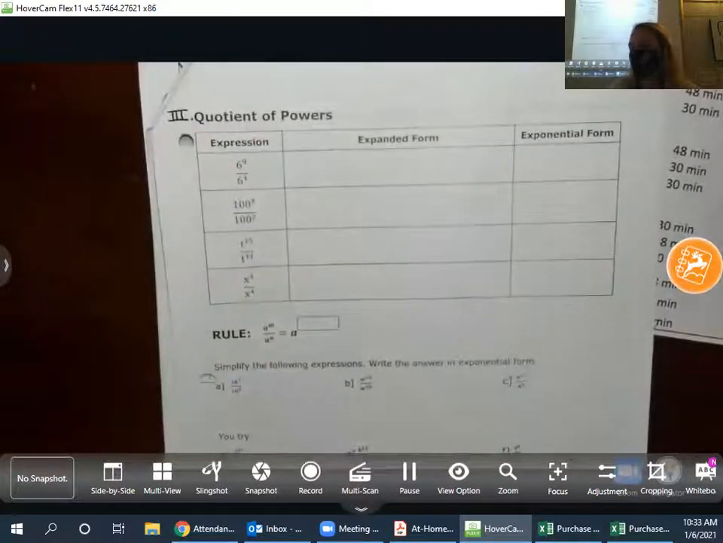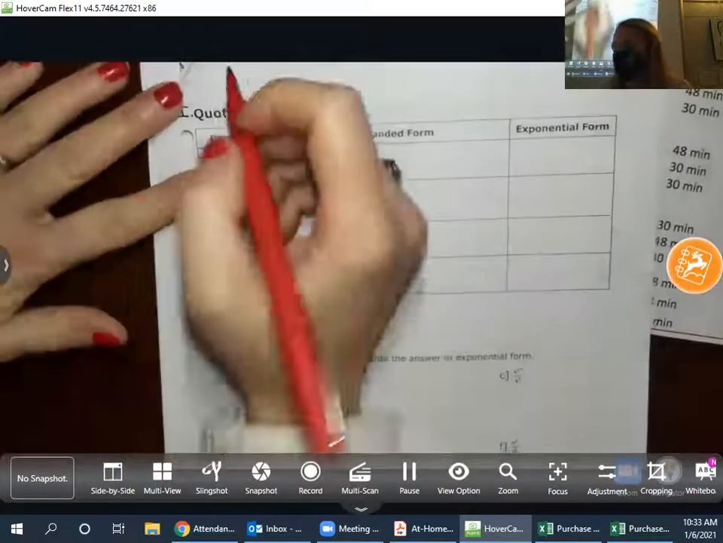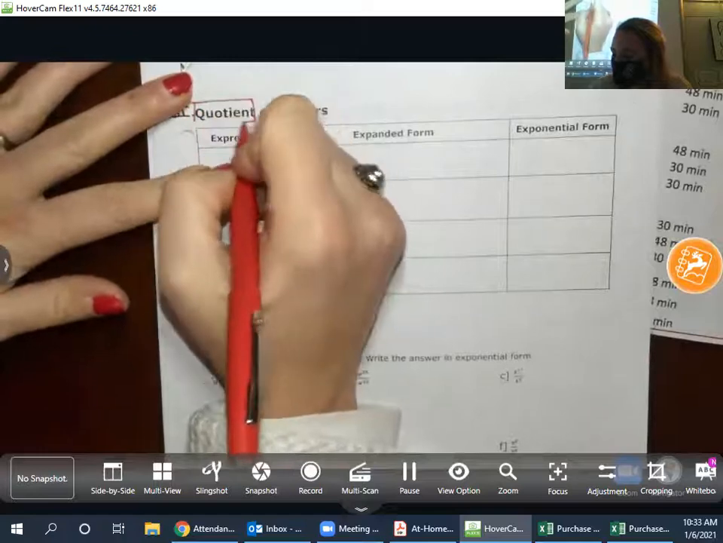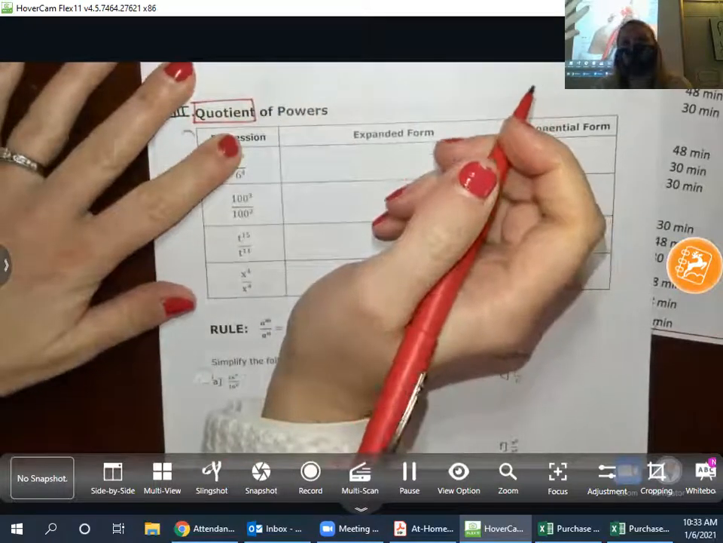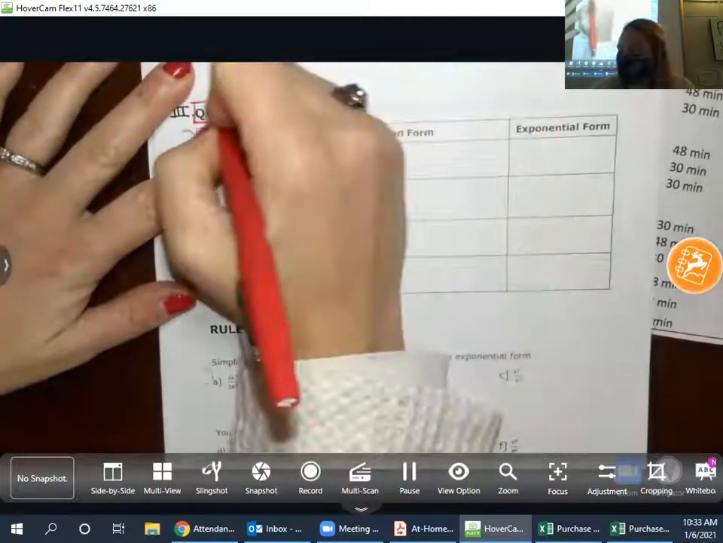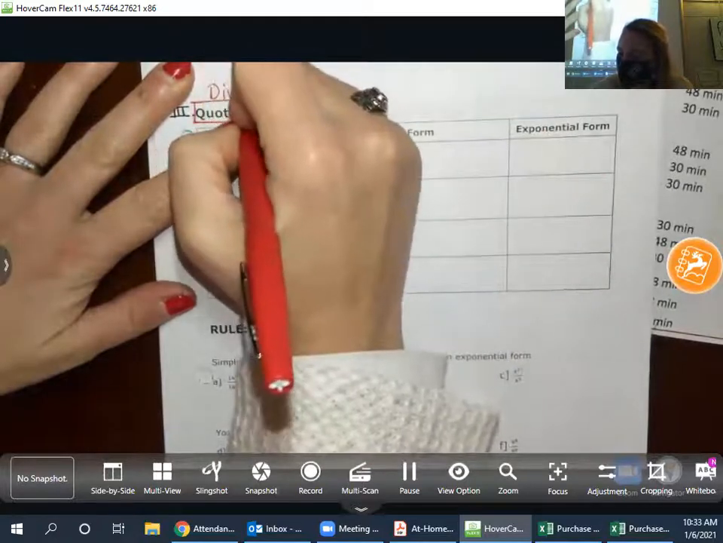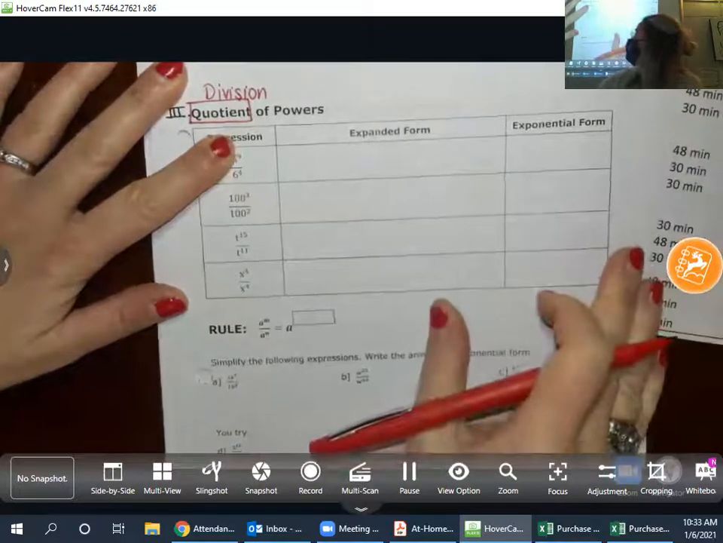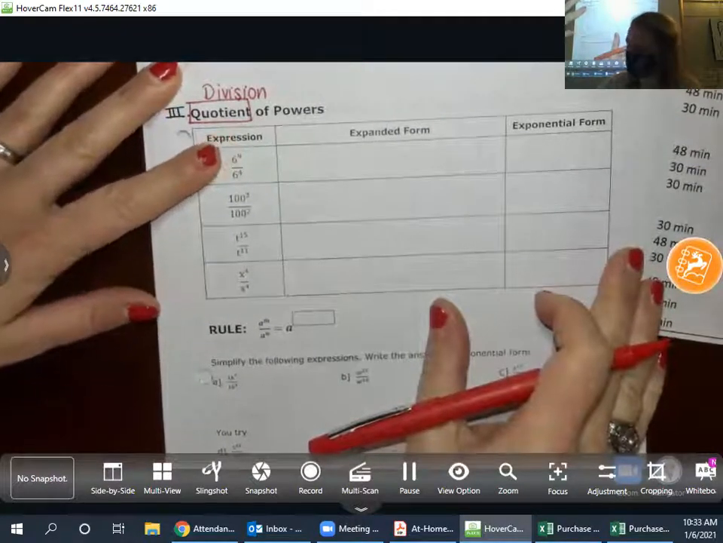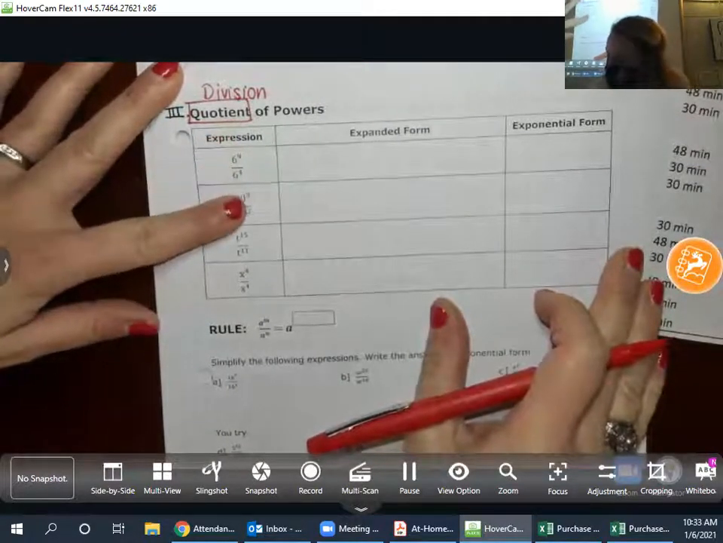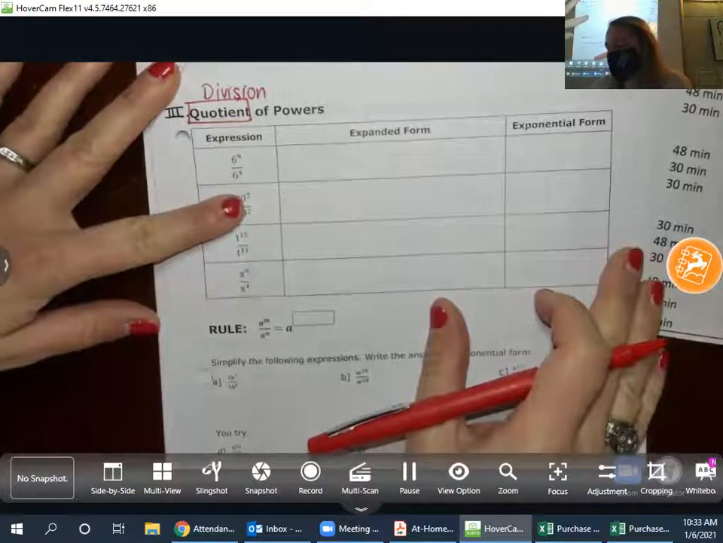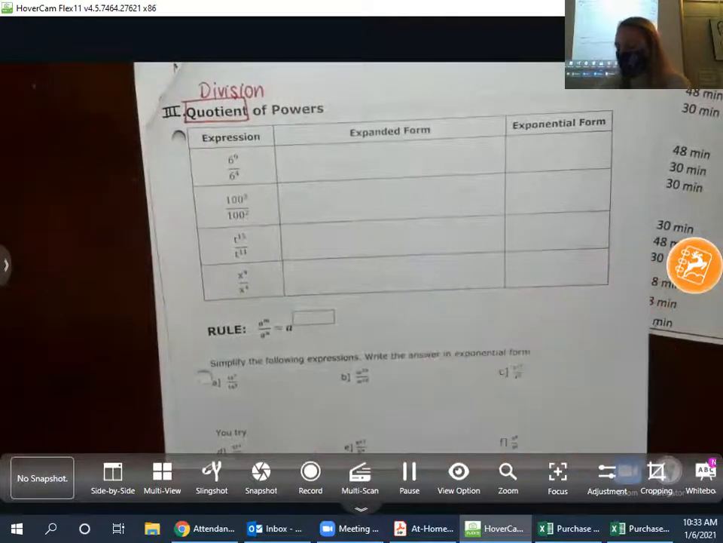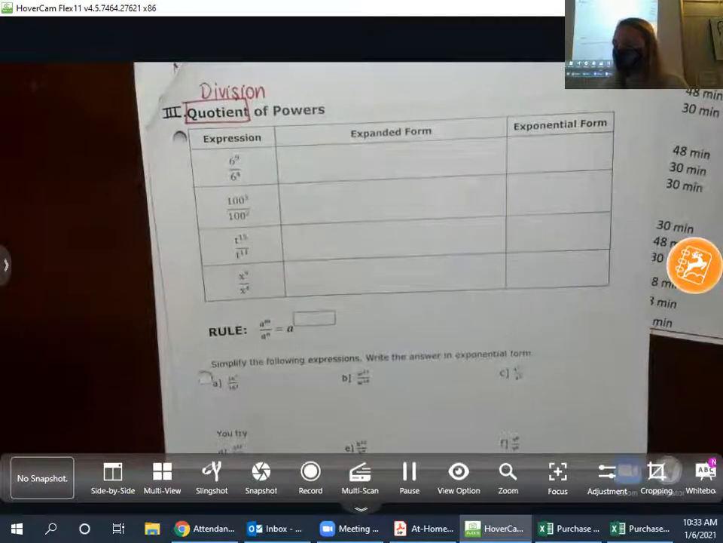When you see the word quotient, what do you think? What does quotient make you think? It's a key word for what? Yes, division. Will you please write that above quotient of powers at the top of your paper? Division. We talked about what you do when you multiply, and what you do when you have a power raised to another power. Now we're going to talk about what you do when you divide exponents.